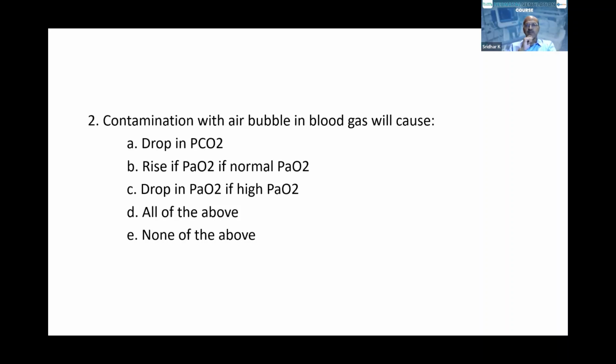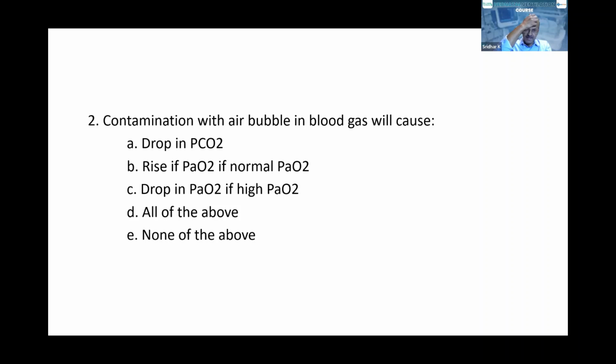Contamination with an air bubble in the blood gas will cause which of these? Drop in PCO2, rise in PaO2 if it is normal, drop in PaO2 if it is high, all of the above, or none of the above. Anyone want to answer? Drop in PaCO2 can happen. Is that the only answer or all of the above? All of the above. Right.